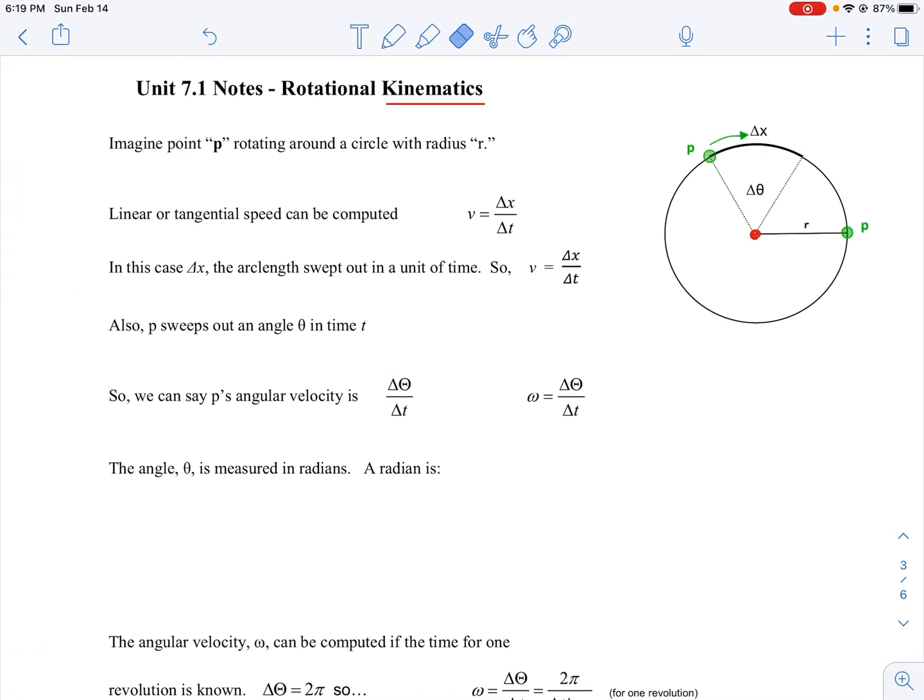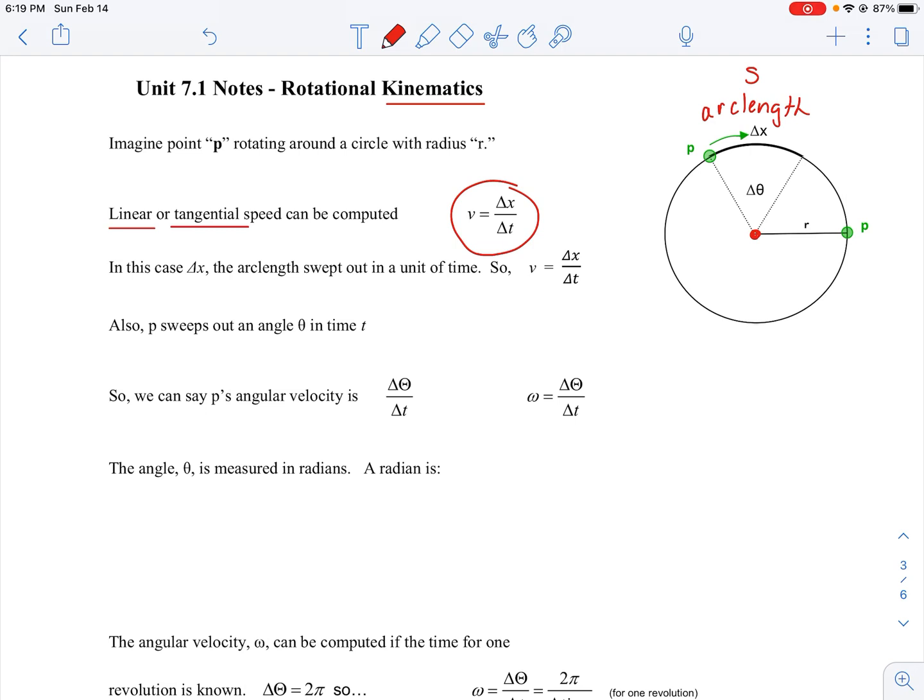So I've got a point rotating around the circle, and delta x is the distance, the portion of the circumference that it covers. That delta x is also known as arc length, and in a math class you might see it called x. Sometimes you'll see it called linear speed, sometimes tangential speed, because at any given instant the speed is tangent to the circle. But the speed of that point would be delta x over delta t. We know that from before.